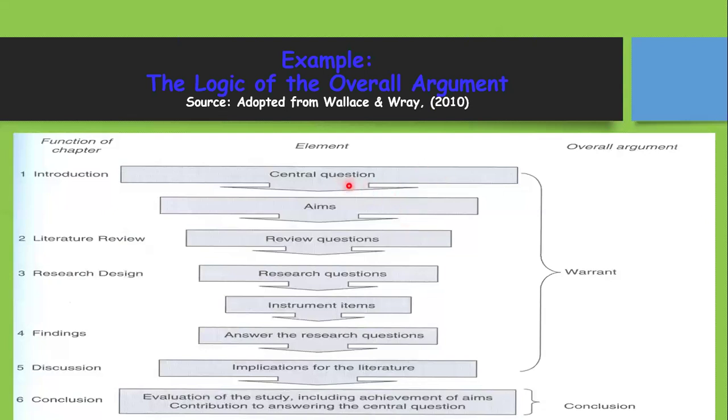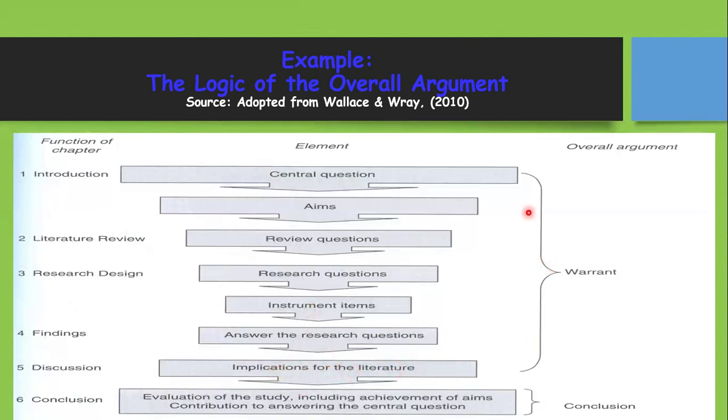Because whenever you create a research question as an introduction part, you are making an argument because it provides the aims of the study or the purpose of the study. Then you screen your literature to review the questions which you have created here. Then you design your research in order to answer these questions. Then you finalize the instrument, whether you are going to use a qualitative instrument or a quantitative instrument. Then you provide the findings using the methodology that you have used, whether your research questions were answered or not. And then you form the implication of the literature.